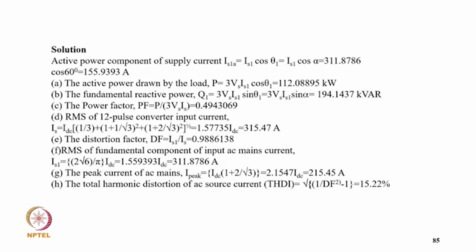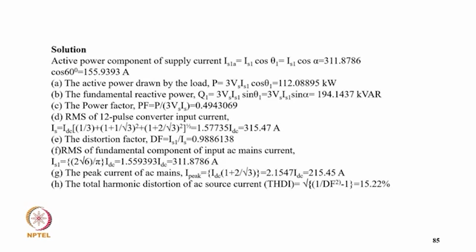The fundamental reactive power is Q1 equal to 3 VS IS1 sin theta 1, that is 3 VS IS1 sin alpha, equal to 194.1437 kVAr, and the power factor is PF equal to P upon 3 VS IS, that is 0.4943069. The RMS of the 12 pulse converter input current is IS equal to IDC into the square root of (1 by 3 plus 1 plus 1 by 3 square plus 1 plus 2 by root 3 square), and total is power by 1 by 2, that comes 1.57 IDC equal to 315.47 ampere.